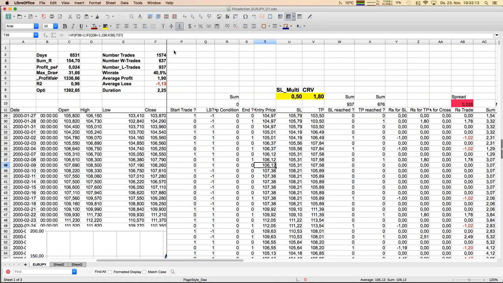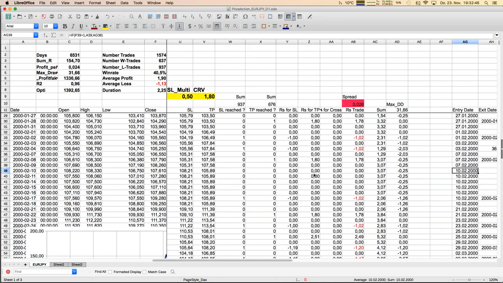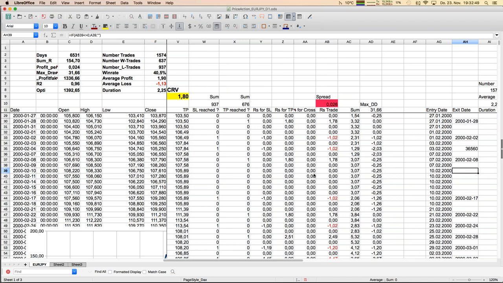So whenever an order is triggered, like here, then we calculate where we set the stop loss, where is our take profit, just by this CRV. CRV means risk reward ratio, or Chance Risiko Verhältnis in German. So it's a risk reward ratio. And then we get the two numbers we need, stop loss and take profit.